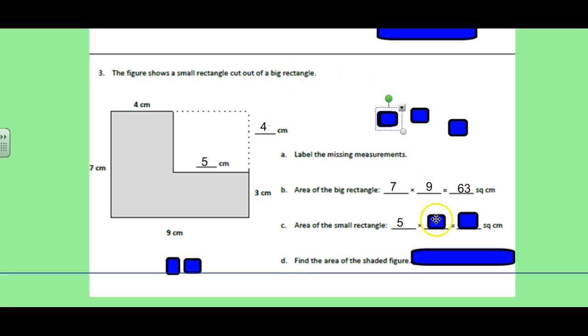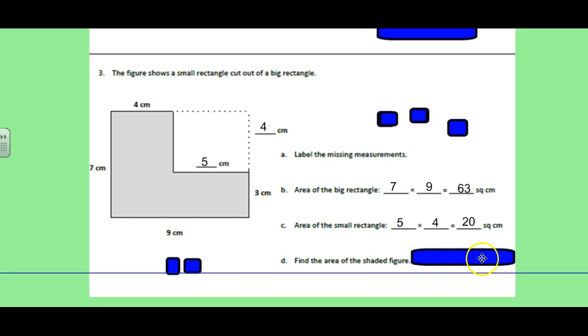Okay, so for here you should have done 5 times 4. If you put 4 times 5, it's fine, they're still the same. But the answer would have been 20 square centimeters. So now that we know that the large rectangle is 63 square centimeters and the small white rectangle is 20 square centimeters, you know what to do with these two numbers to help you figure out the area of just this shaded part of the rectangle.